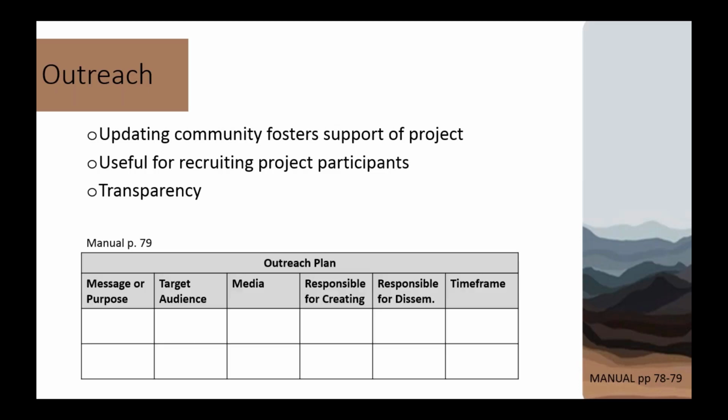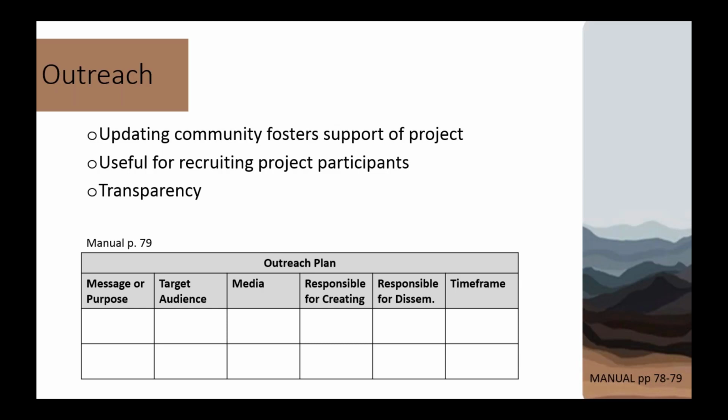Okay, so we suggest, this is in the manual on page 79, we love charts. I don't know if you've noticed that. We just love charts to fill out, and so you can address these criteria. But here's a good matrix for an outreach plan, where your first column is you're outlining the message or the purpose. The next one, who's your target audience? What are you going to use? Are you using social media, newspapers, radio? Who's responsible for creating it? Who's responsible for disseminating it, and what time frame do you want it?